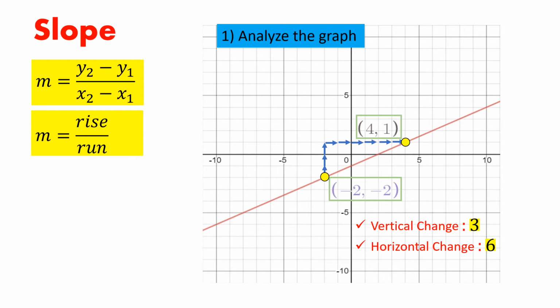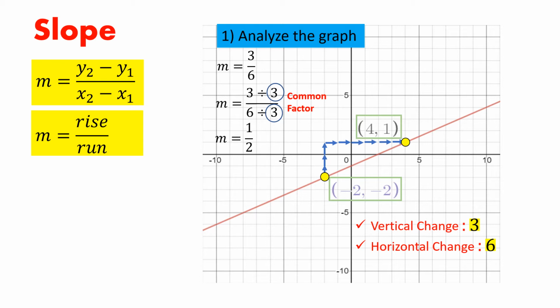Using this information, we can recognize that the ratio of the vertical change to the horizontal change, which would be our slope, is 3 to 6, or 3 over 6. And these both share a common factor of 3. So, the slope of the line is 1/2.